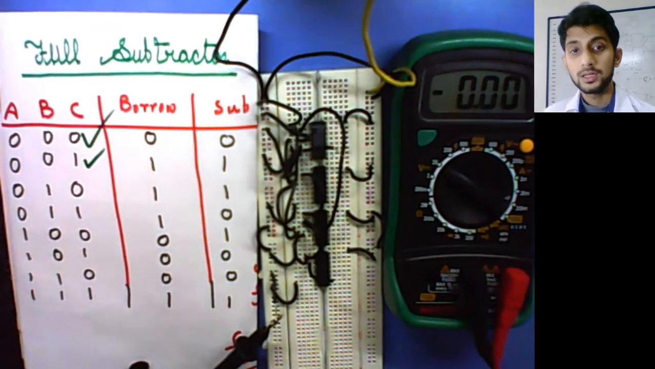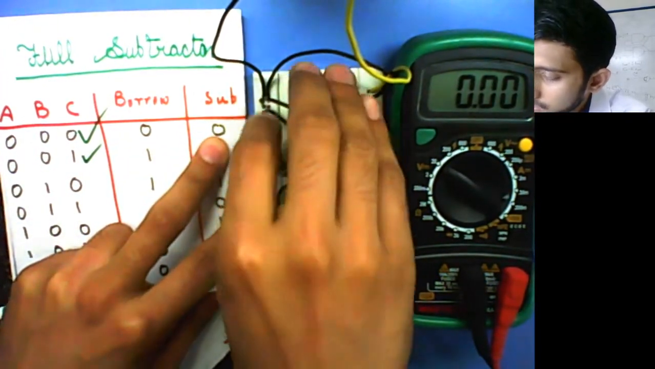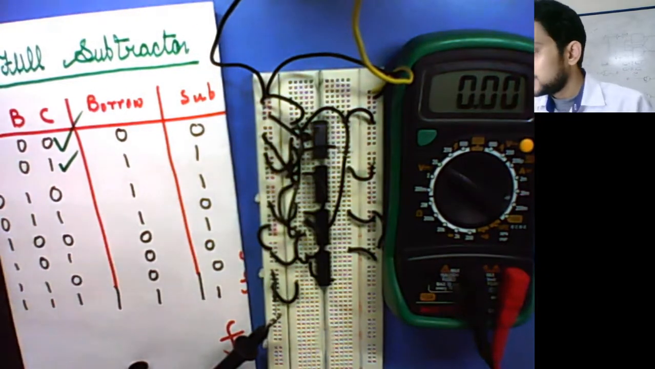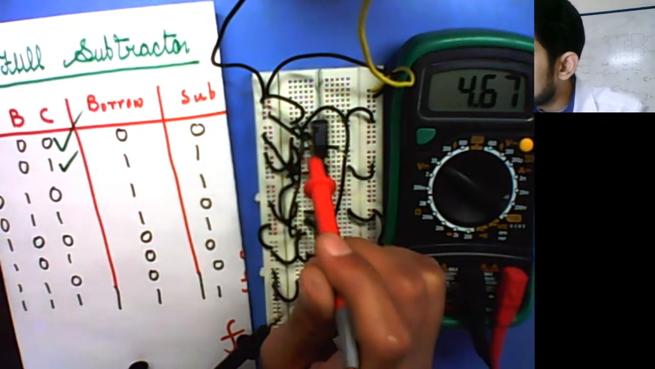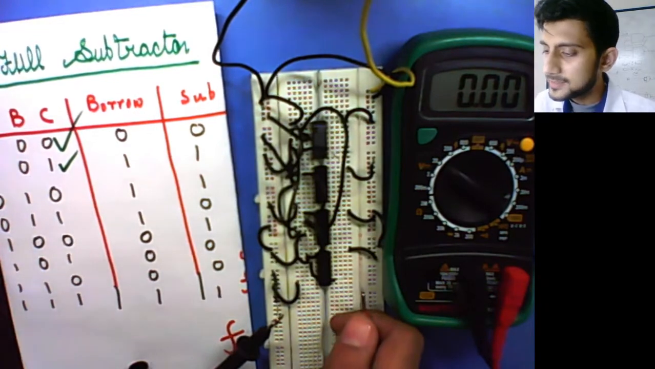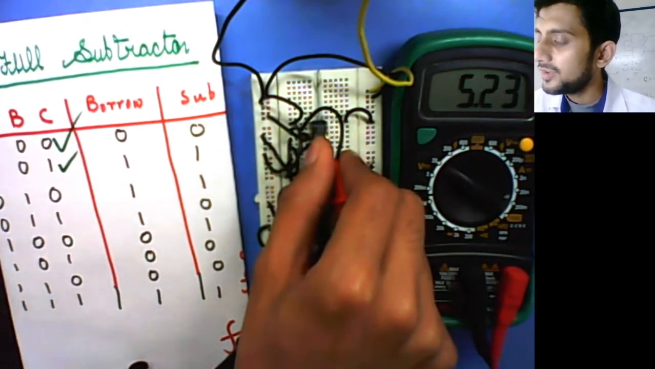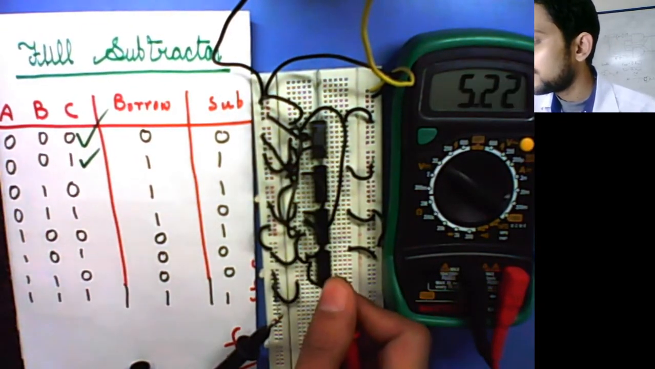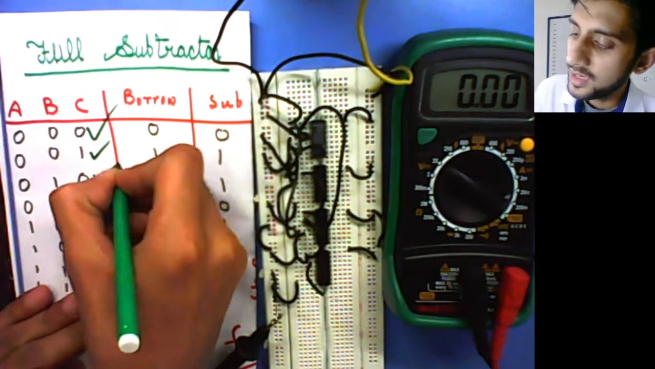Now I will make C equals to 0 but B equals to 1. So this was C and this is B. I made B equals to 1. So you can check A equals to 0, B equals to 5.23 and C equals to 0.00. I'm expecting it to be both 1 and 1. So 5.23 as F sub and 5.23 as F borrow as well. So far our circuit is going well.